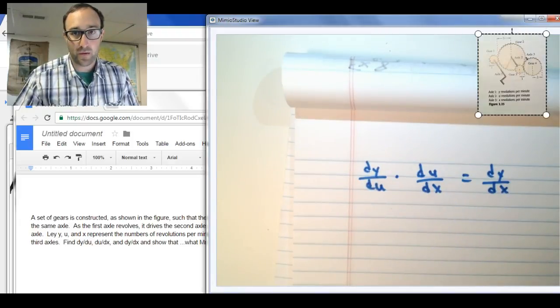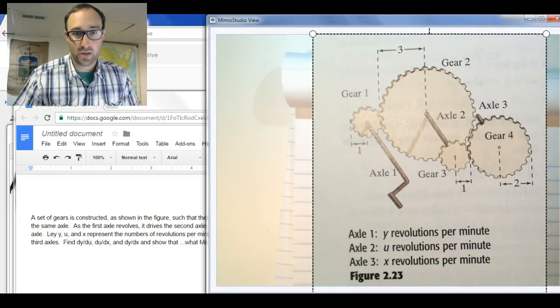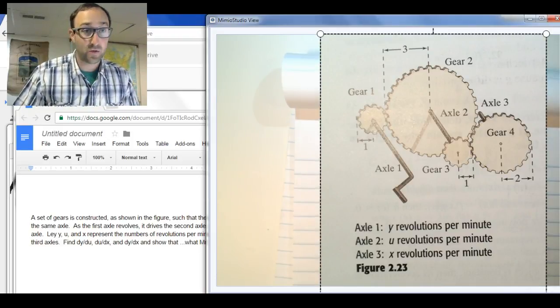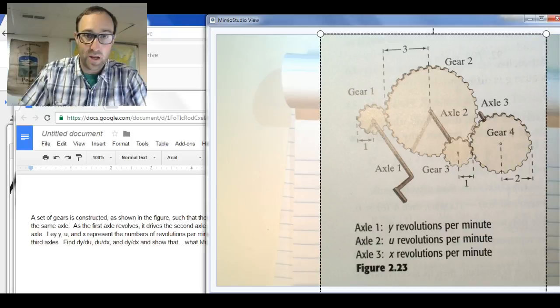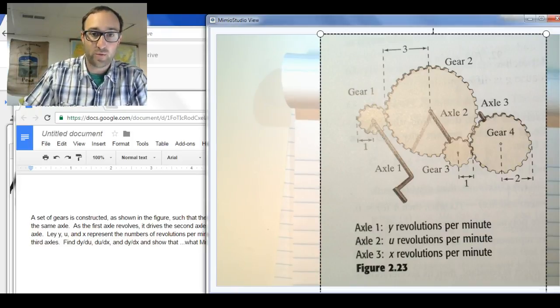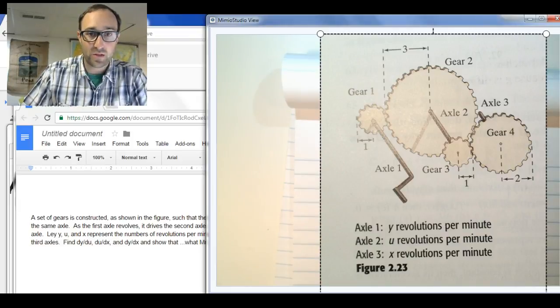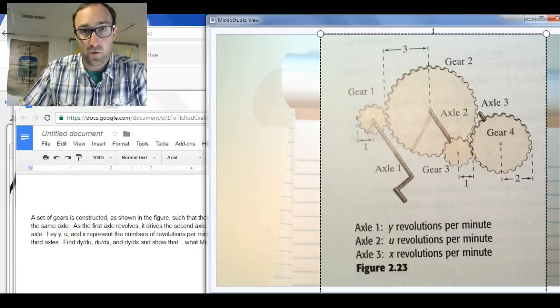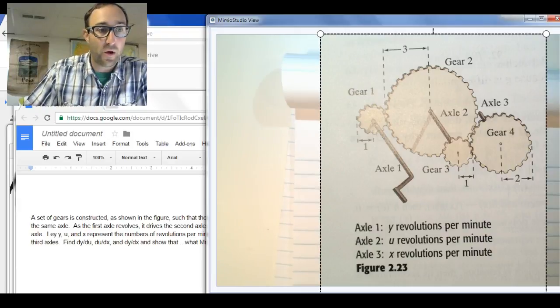Okay. So we're going to go back and look at these gears real quick. Axle 1 is y revolutions per minute, axle 2 is u revolutions per minute, and axle 3 is x revolutions per minute. So you can see the radius of gear 1 is 1, this radius is 3, this radius is 1, and this radius is 2. So there's got to be something with those that we're going to use. Alright, so let's go ahead and do that right now.